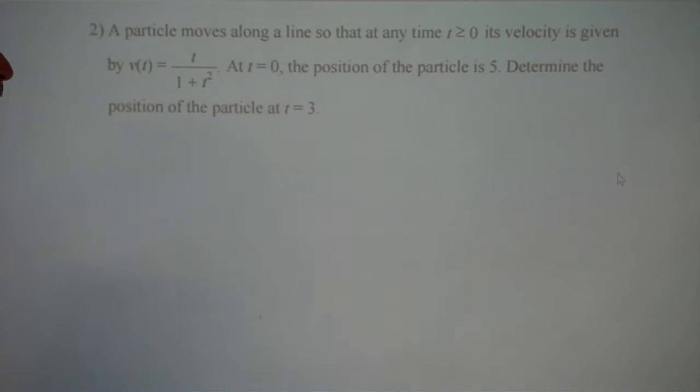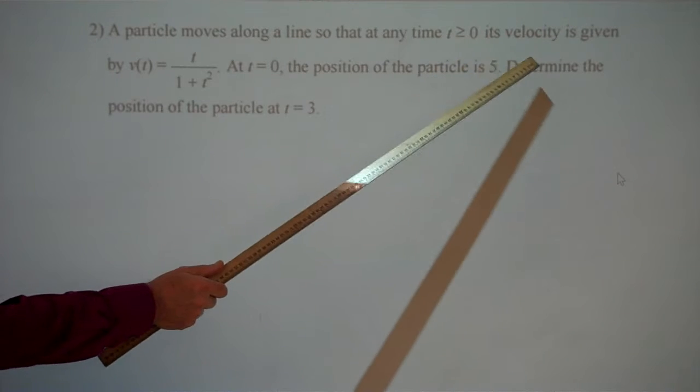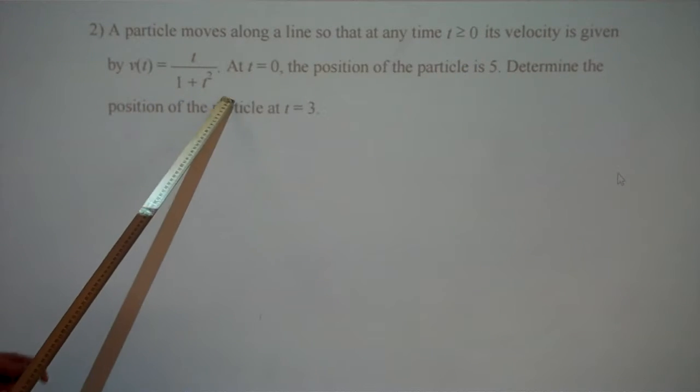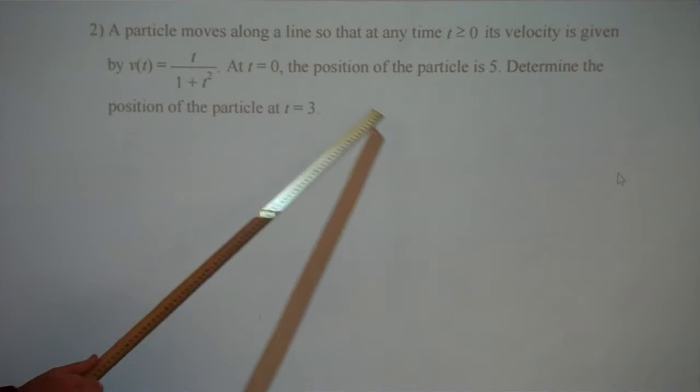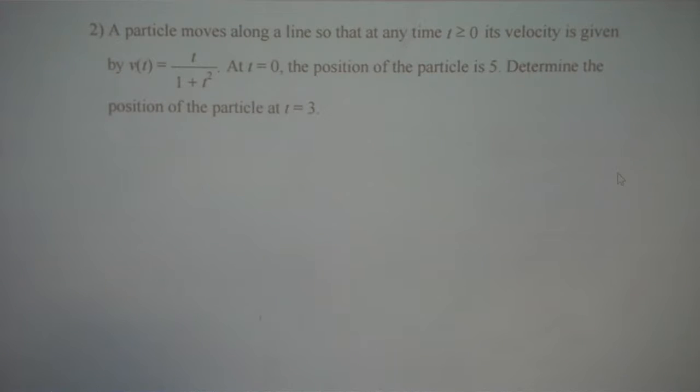We have a little problem here that makes use of a few things in calculus. A particle moves along a line so that at any time t greater than or equal to 0, its velocity is given by v of t equals t over 1 plus t squared. At t equals 0, the position of the particle is 5. Determine the position of the particle at t equals 3.